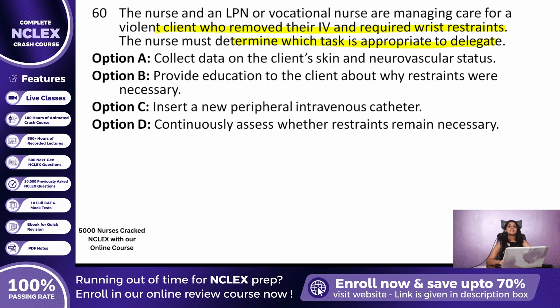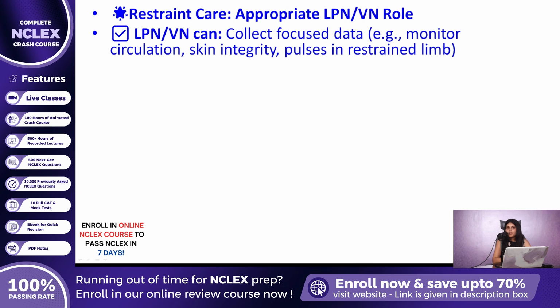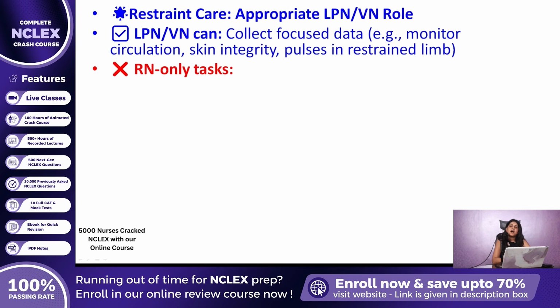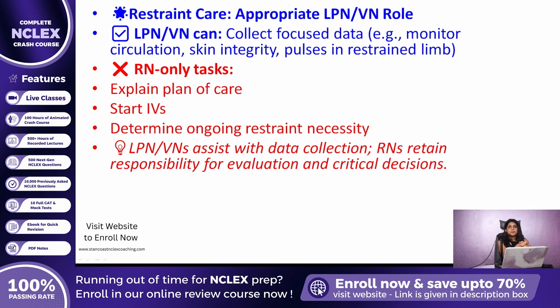The correct answer is Option A, collect data on the client's skin and neurovascular status. Here is why. The RN may delegate data collection such as monitoring circulation, skin integrity, and pulses in restrained limbs to the LPN/VN. However, explaining the plan of care, starting IVs, and determining ongoing restraint necessity require RN-level critical thinking and decision-making. The key point is that LPN/VNs can collect focused data, but the RN retains responsibility for evaluation and decision-making related to restraints.